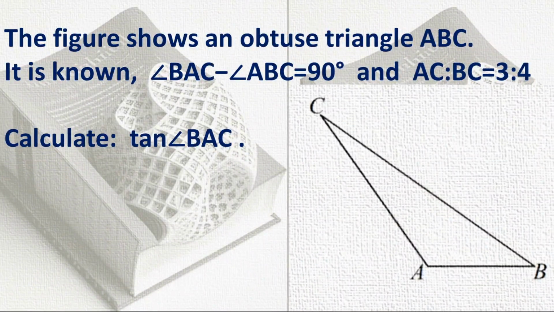To illustrate the versatile applications of Python and Colab in geometry, let's consider a problem extracted from a final school exam. The problem statement involves an obtuse triangle ABC. Notably, the difference between angles A and B amounts to 90 degrees. Additionally, the ratio between the lengths of sides AC and BC equals 3/4. The task at hand requires the computation of the tangent of angle A.